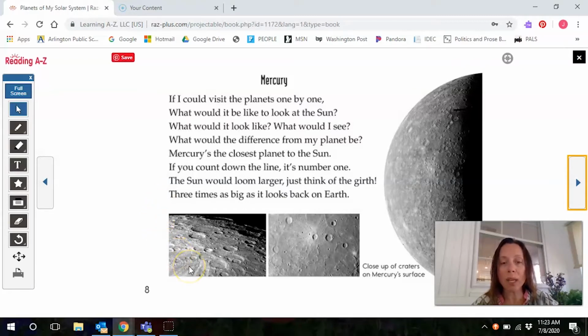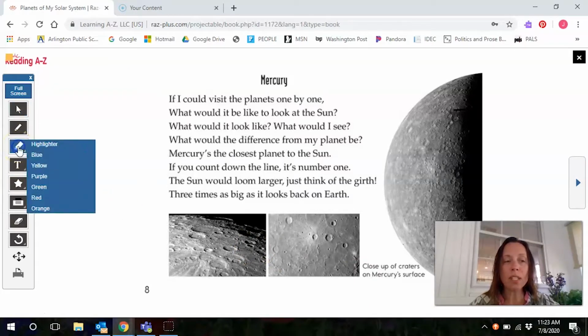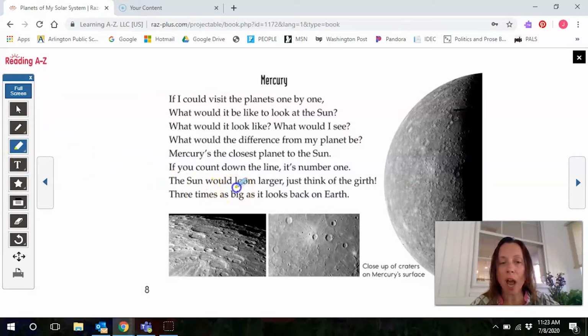And here are 3 pictures of Mercury. And these 2 close-ups have a caption. It says, "Close-up of craters of Mercury's surface." A crater is an area on the planet that dips down and makes a lower area into the surface of the planet. As I go back and read this time, I'd like you to think about some words inside the poem and what their meaning are. I want you to think about loom larger. I also want you to think about girth.